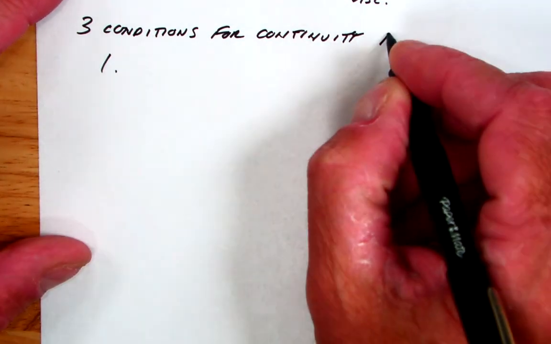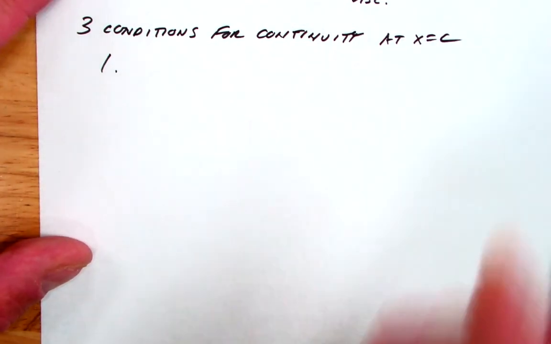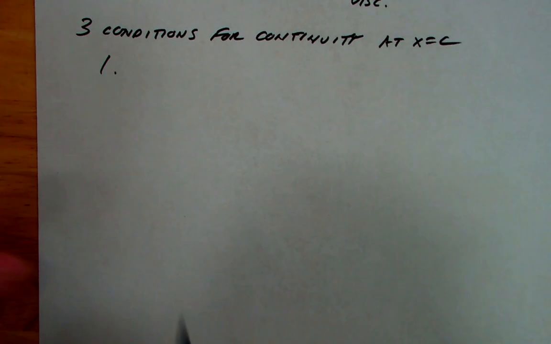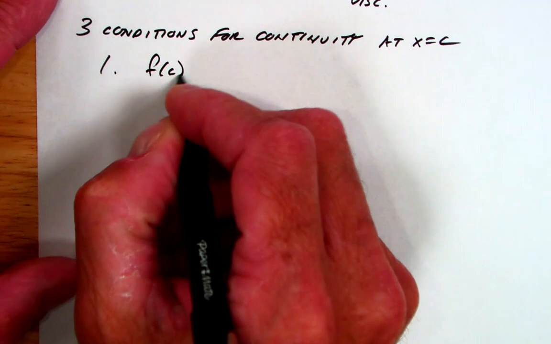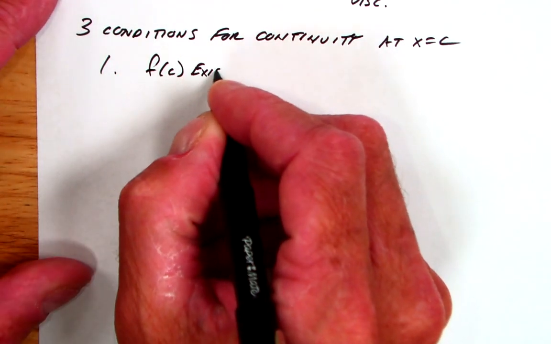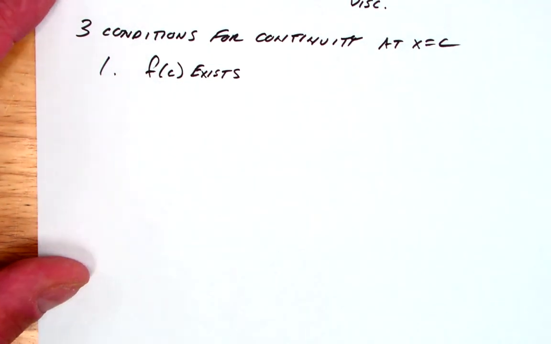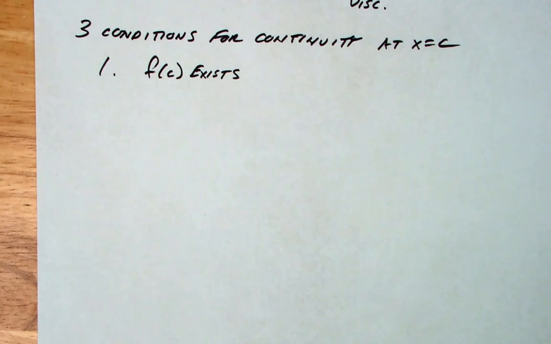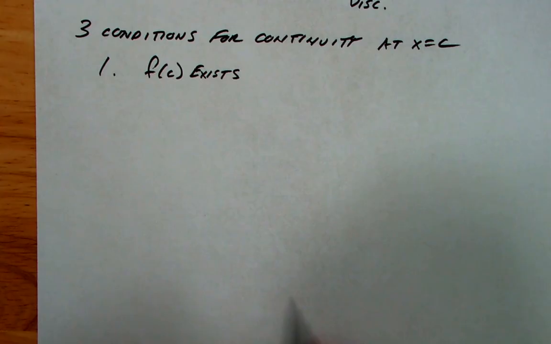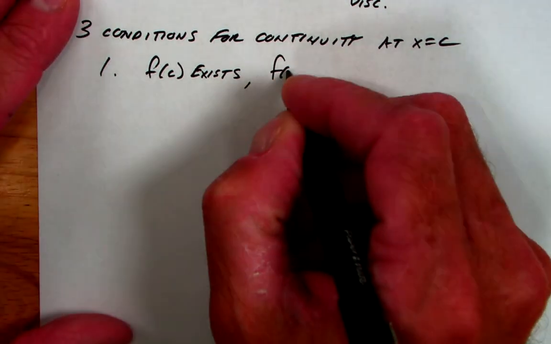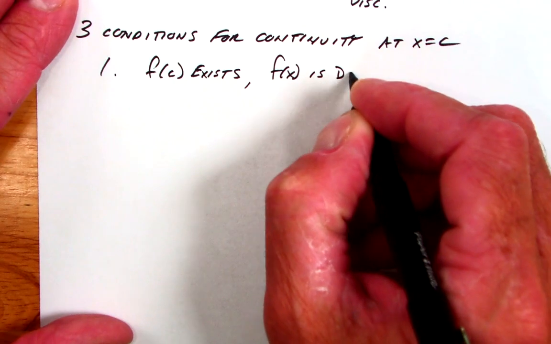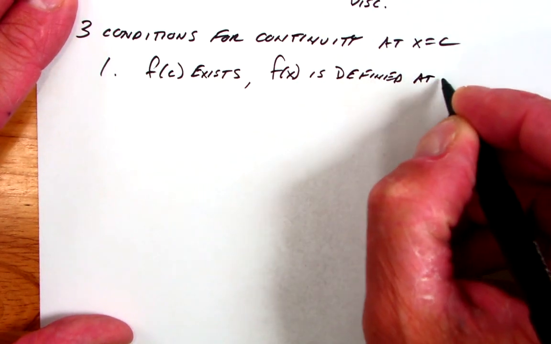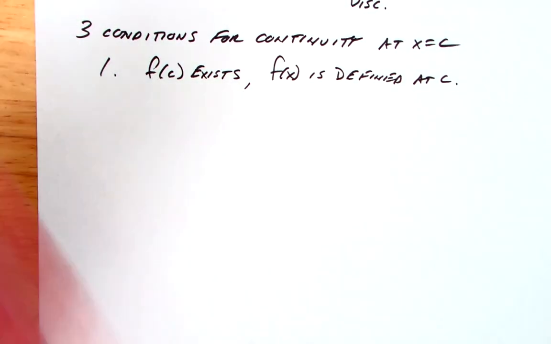1. Let's go continuity at x equals c, at some value of c. F of c exists. Another way to say it is you could say f of x is defined at c. That's another way to say the same thing.